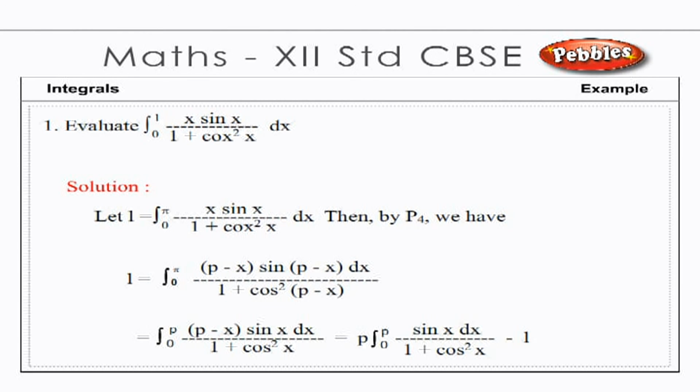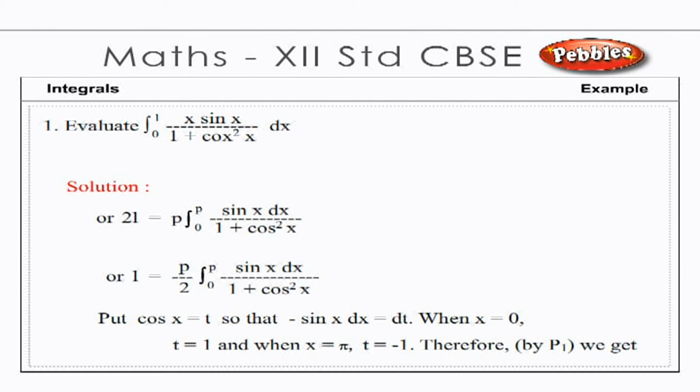This is equal to pi into integral 0 to pi sine x dx by 1 plus cos square x minus I, or 2I is equal to pi into integral 0 to pi sine x dx by 1 plus cos square x, or I is equal to pi by 2 into integral 0 to pi sine x dx by 1 plus cos square x.